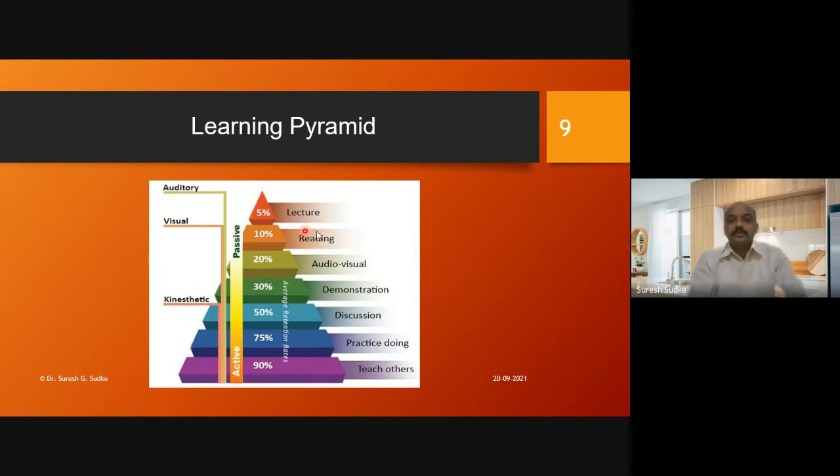But while lecturing or reading, only the auditory skills get developed, and with audio visual and demonstration, only the visual skills get increased.